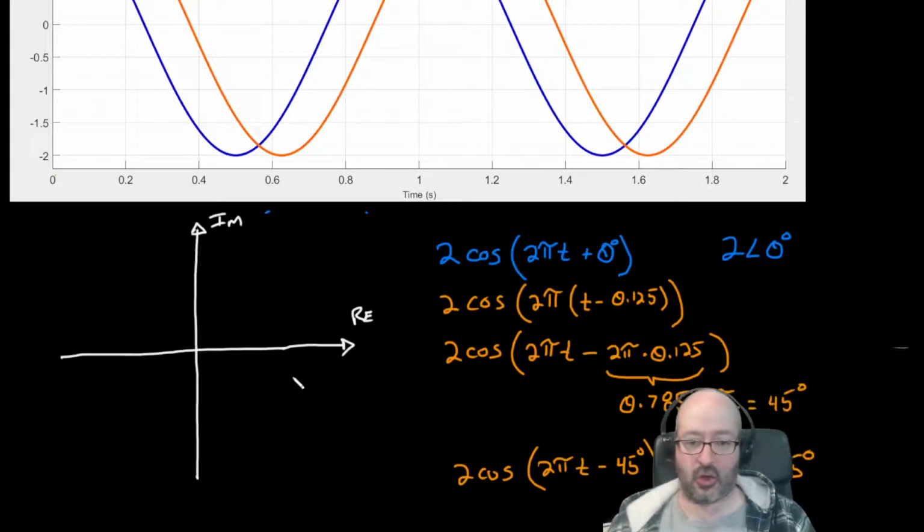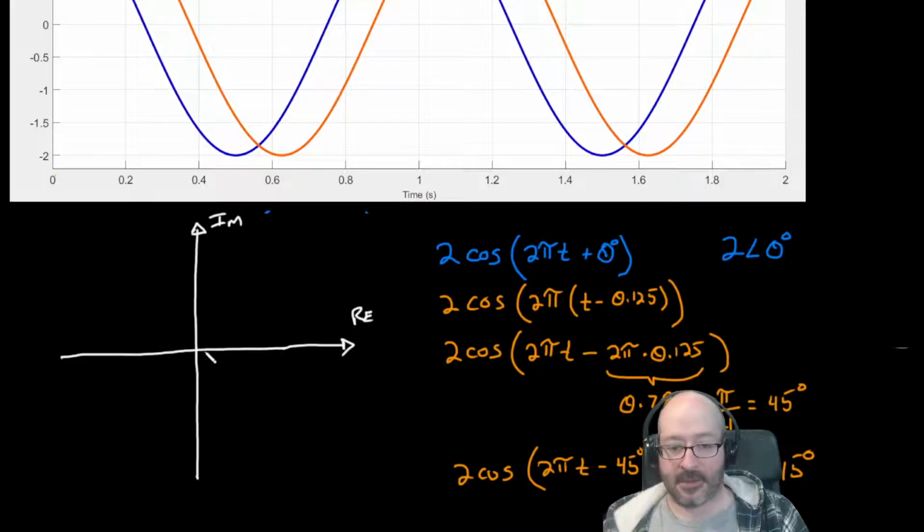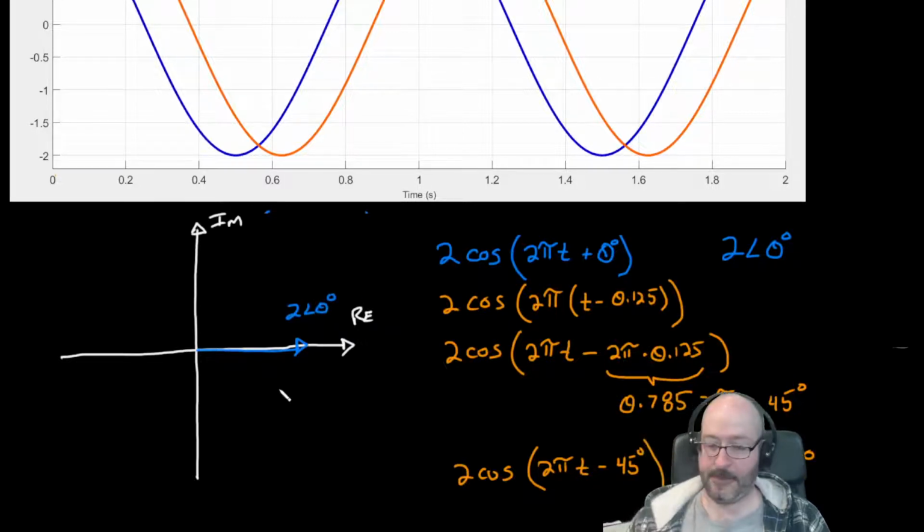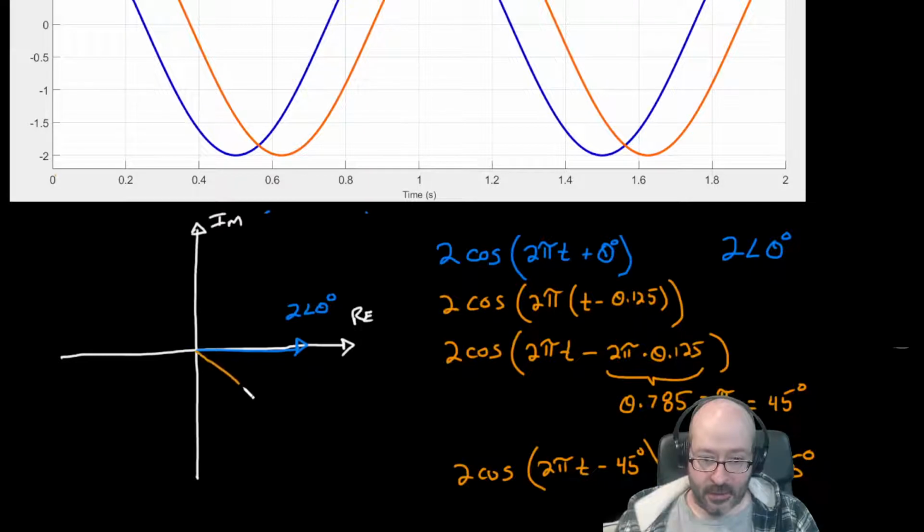Okay, so let's draw these roughly. Okay, and we have 2 at an angle of 0. So that's going to be here, right? 2 at an angle of 0. There's your first phasor. And then 2 at an angle of negative 45. So it's going to be the same distance, and it's just going to be at an angle of negative 45.